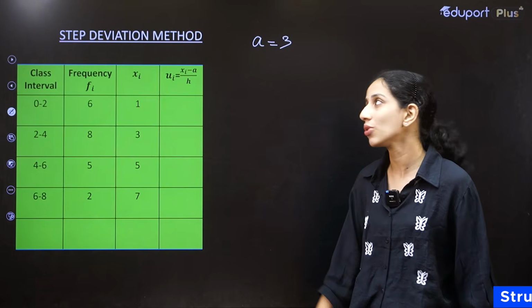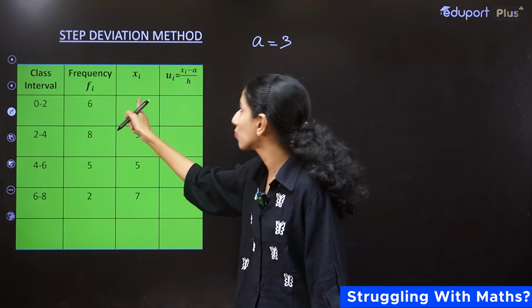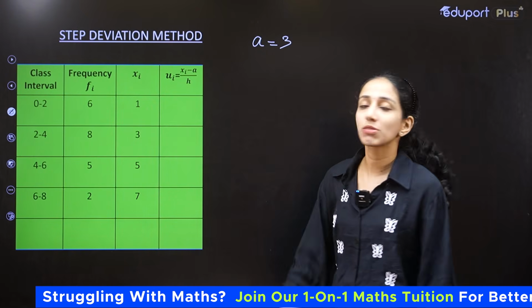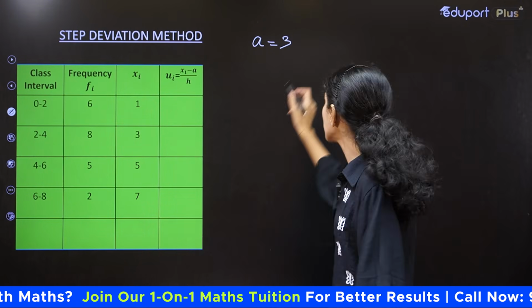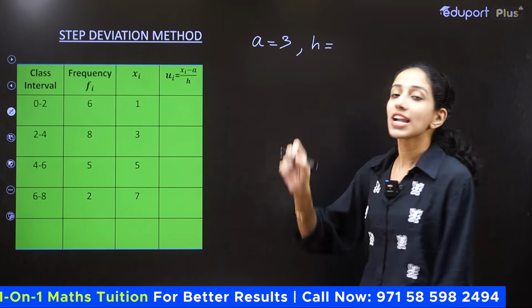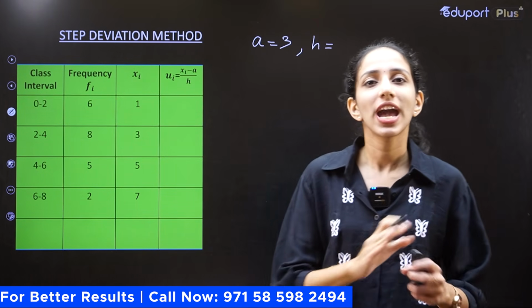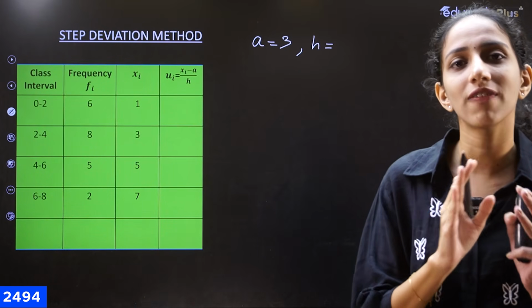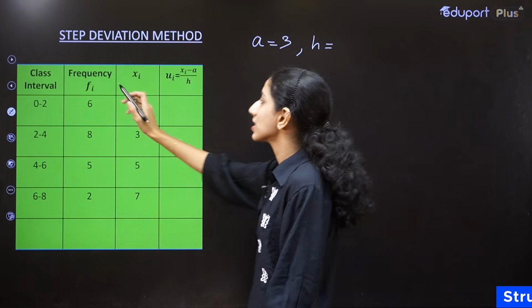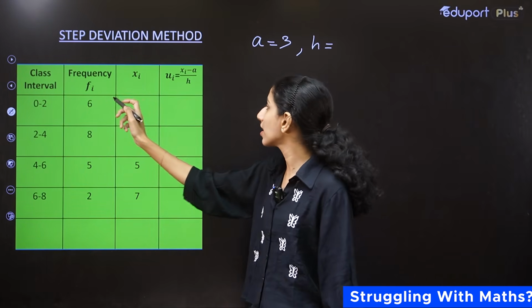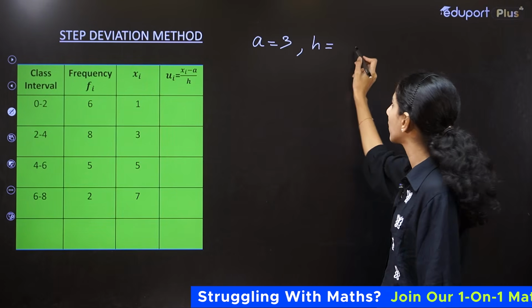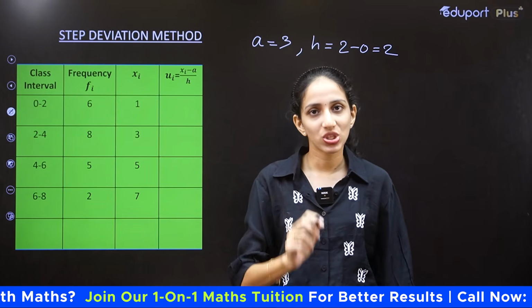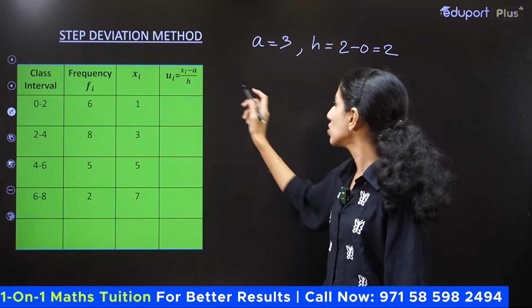How will you find that value? We have a, then it is easy to find out xi minus a. What is xi minus a? 1 minus 3, that is minus 2. And we have h. What is the value of h? H is the class size. The class intervals are always of equal length. So h is always equal to upper limit minus lower limit of any class interval. So consider h is equal to the upper limit of the first class interval, 2, minus 0, that is 2. So we get h also. Okay, so it is easy to find out the value.